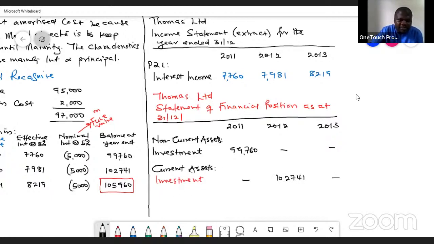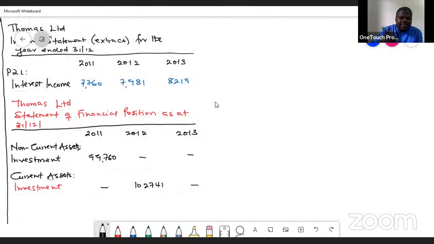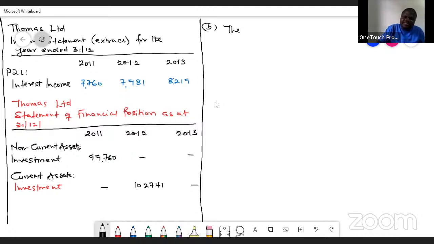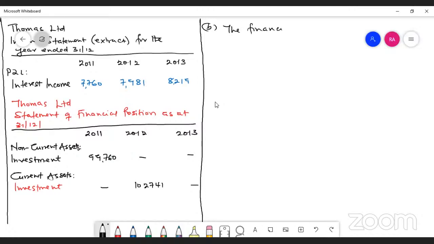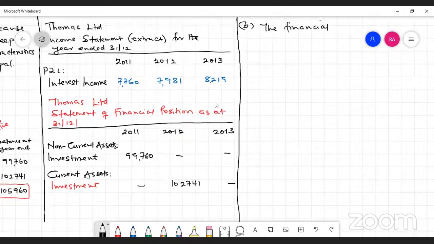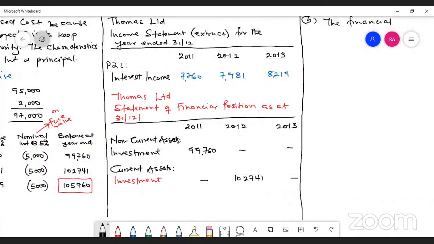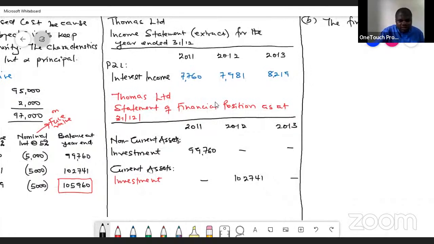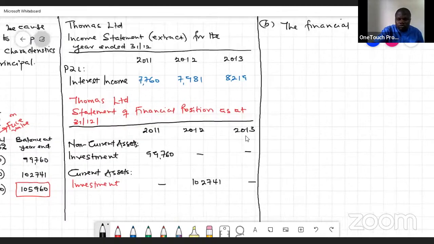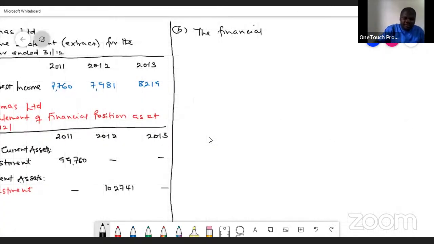So this is A part of the question. The B part of the question says, what if you want to keep and then sell? So for B, we say that the financial assets. Hello, sir. Sir, the investment, I thought you said the one at 2012. You picked the 102. Okay, that's all. Thank you, sir. Yeah. So this is 2012. Okay. Yes. So B, the financial assets should.